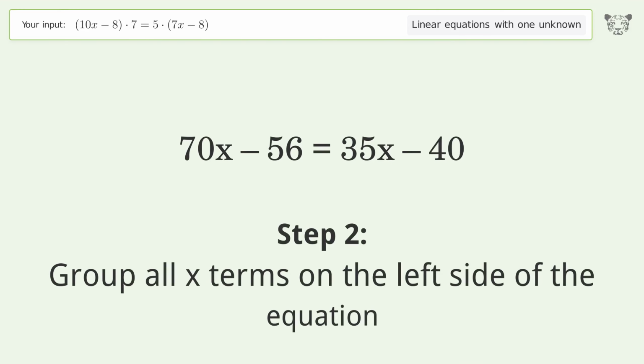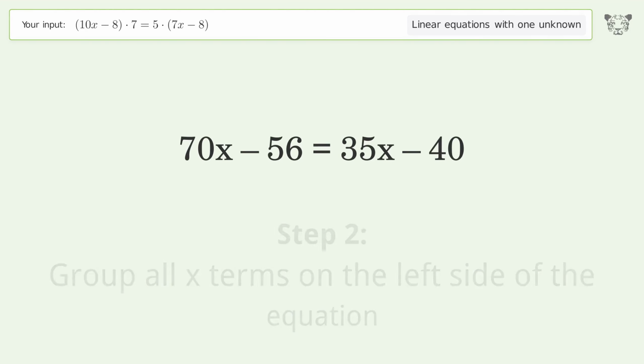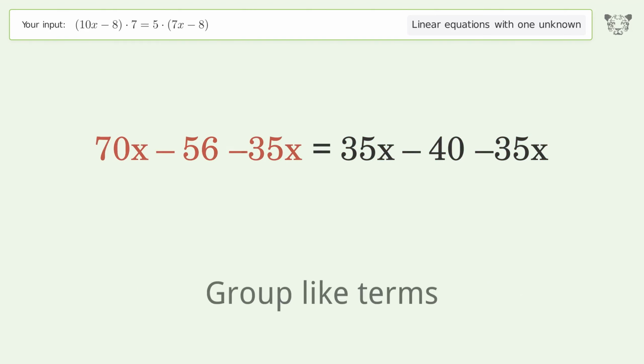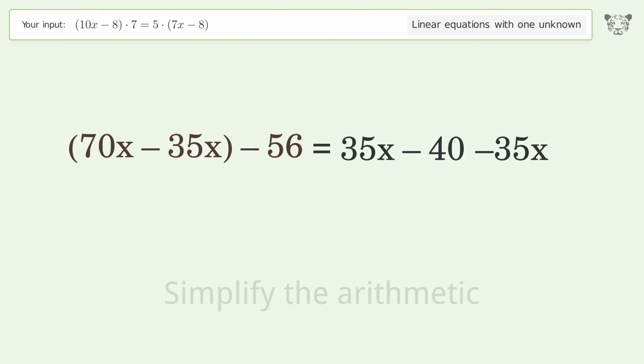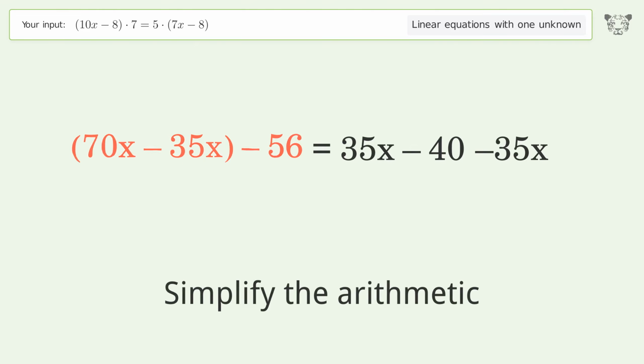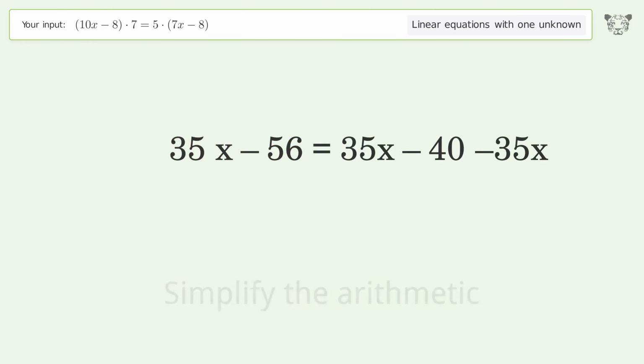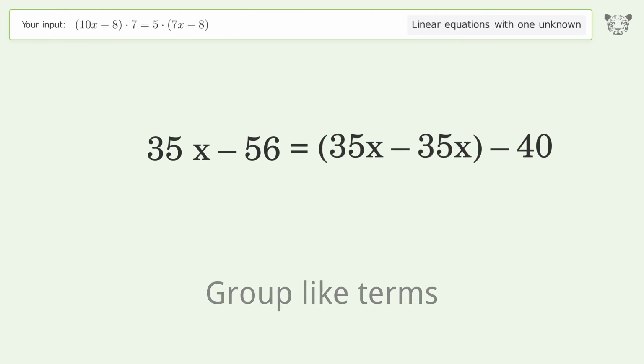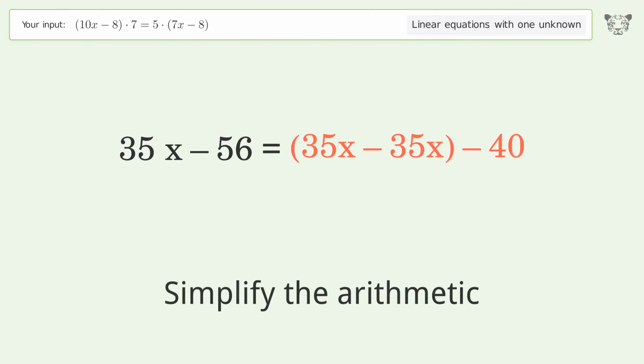Group all x terms on the left side of the equation. Subtract 35x from both sides. Group like terms. Simplify the arithmetic. Group like terms. Simplify the arithmetic.